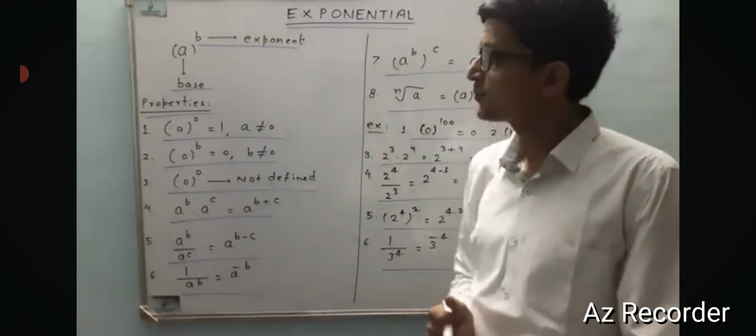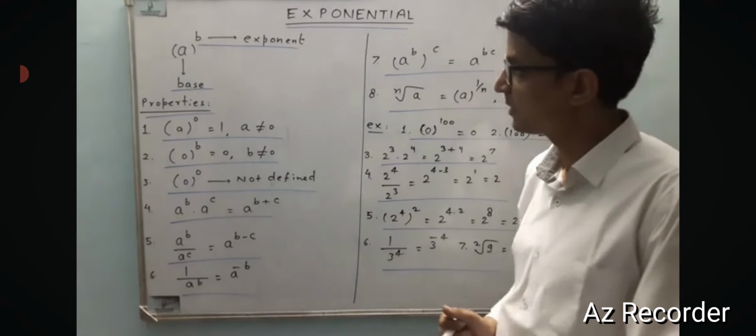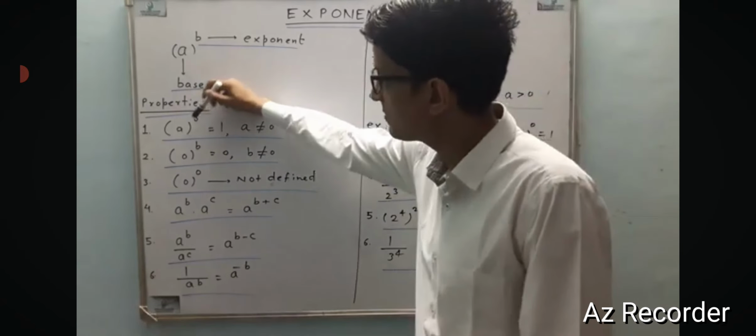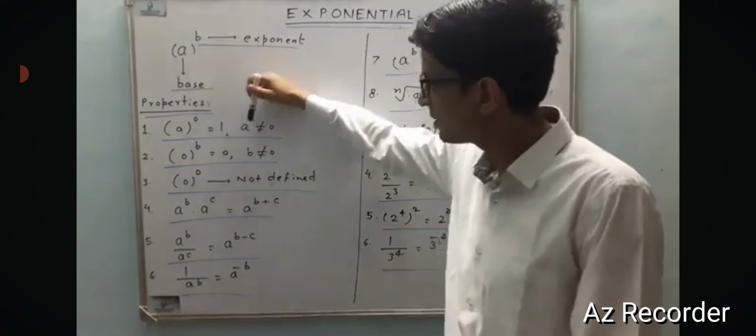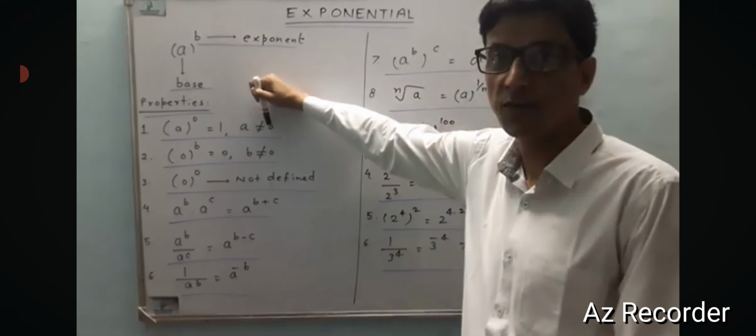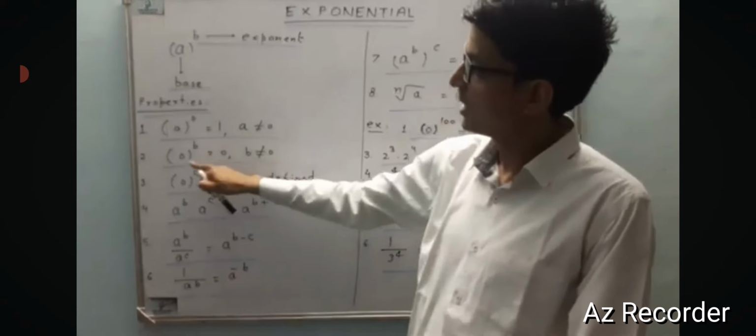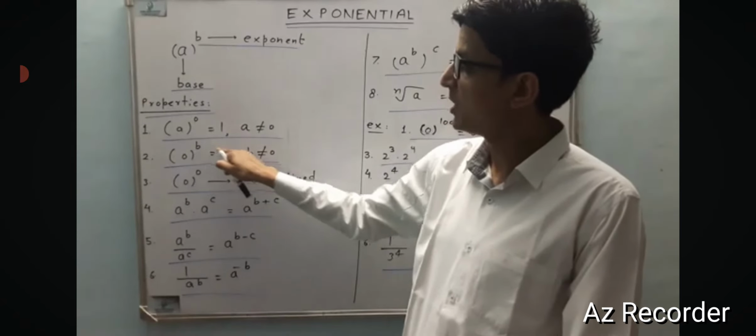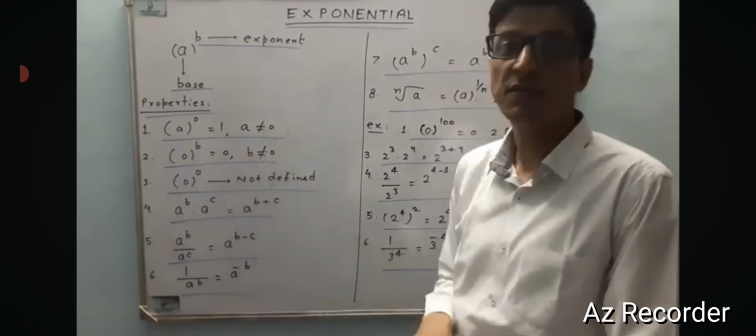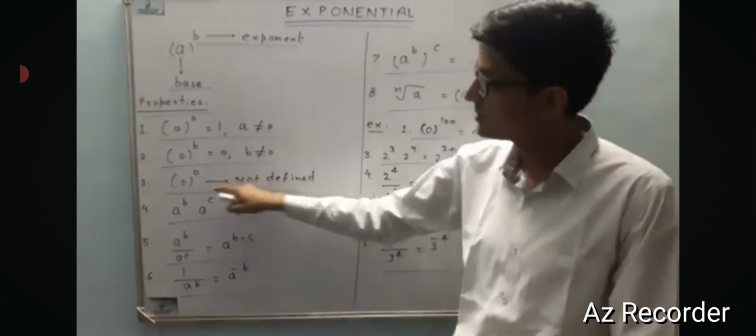It has got certain properties. The first property is any base raised to power 0 is equal to 1, given that the base should not be 0. The second property is 0 raised to power any exponent is 0, given that the exponent itself is not 0. The third property is 0 raised to power 0 is not defined.